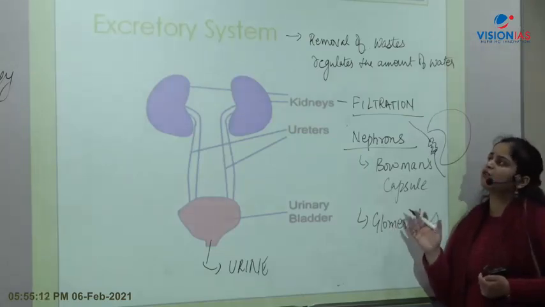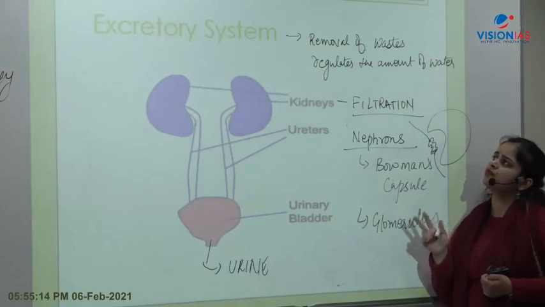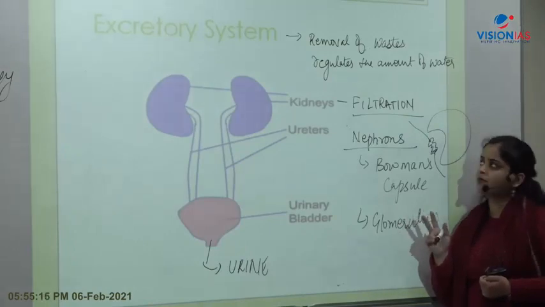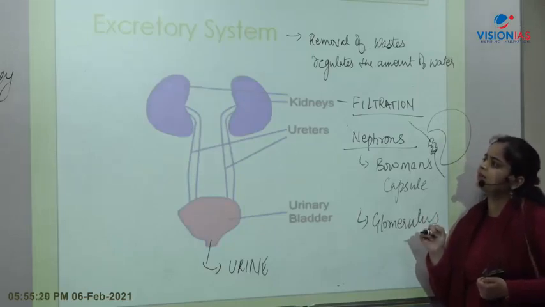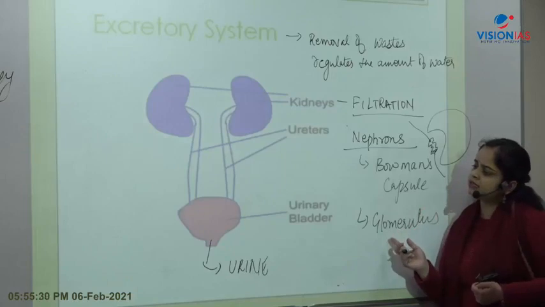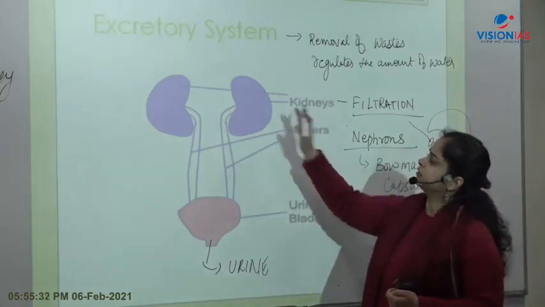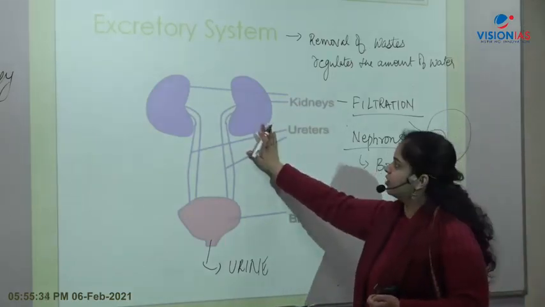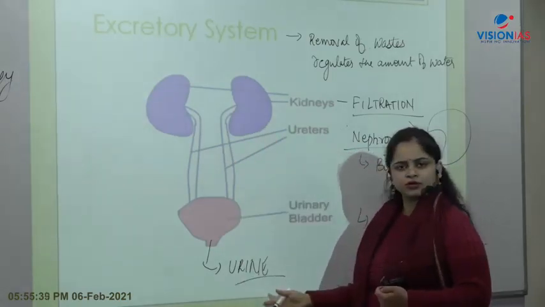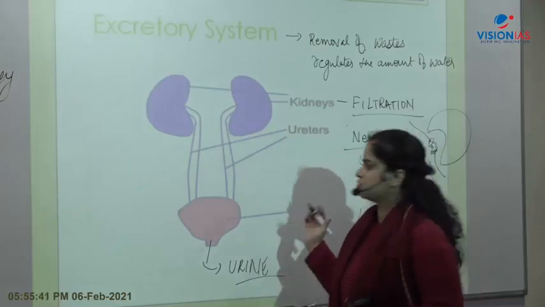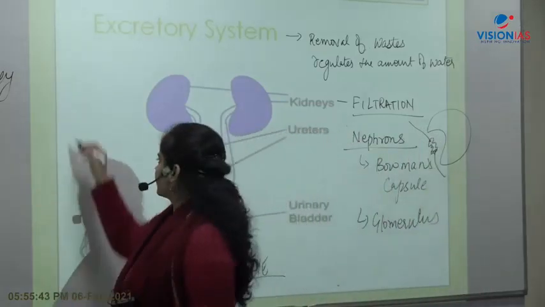Kidney, the role of the kidneys is removal of waste and regulation of the amount of water in the body. Then we have nephrons as the unit of the kidney. After filtration, whatever is not needed in the body is removed through the process of urine formation, which is how it goes out of the body.